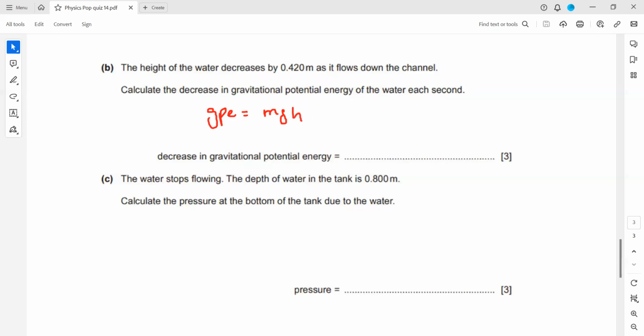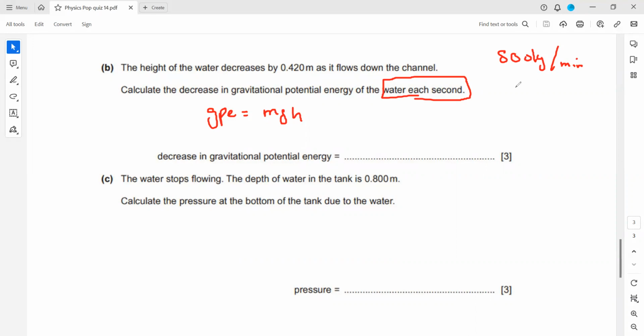And we want to calculate the decrease in height as the water flows each second. We want the change in gravitational potential energy every second. But in the question, they give us that 800 kg of the water flows every minute. So this mass is 800 kg for 1 minute. First, we have to find how much mass of water will be there in 1 second.